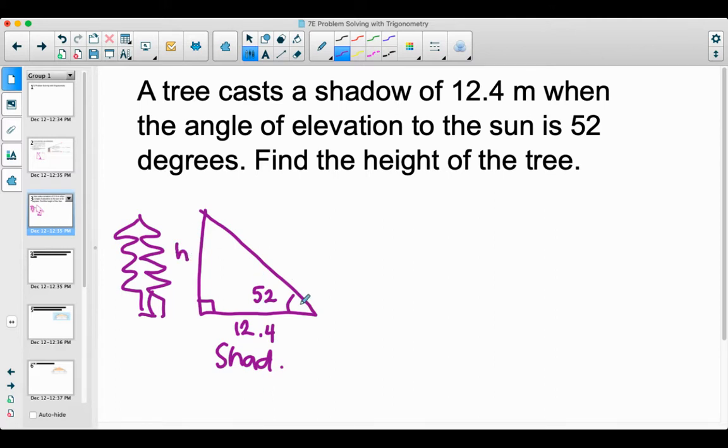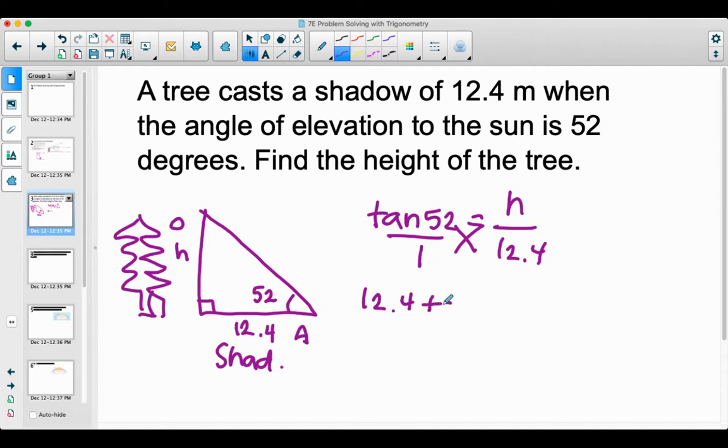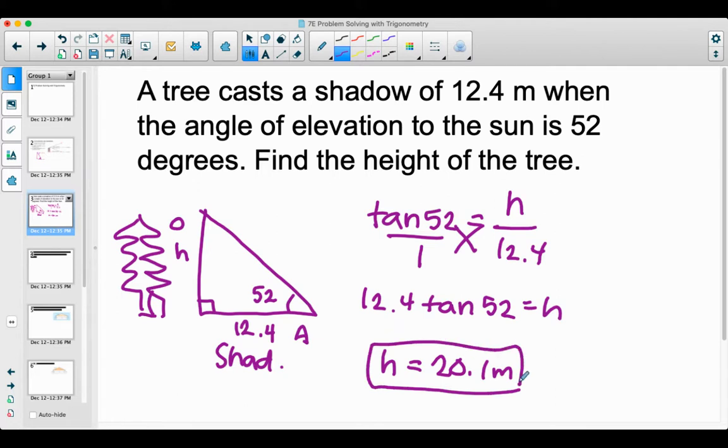So if you look at where our angle is, this would be considered my adjacent side, and this would be my opposite. Going back to our trig functions, we know that that is tangent. So we have the tangent of 52 is equal to the height over 12.4. Then we can cross multiply: 12.4 tangent of 52 is equal to h. When we plug that into our calculator and round to 3 sig figs, it is 20.1 meters. So the height of our tree is 20.1.